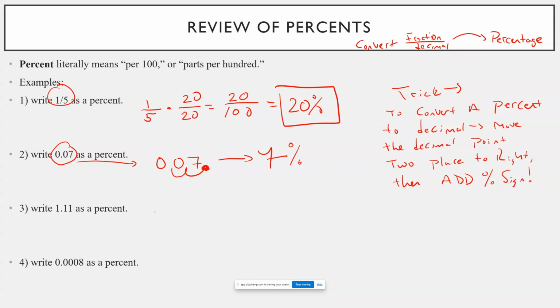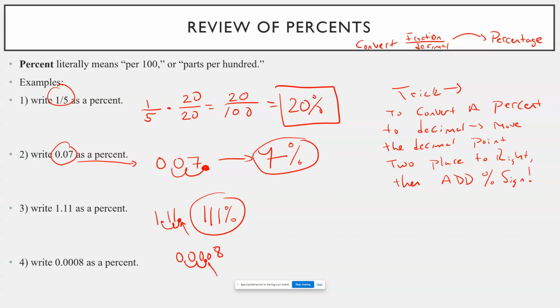So let's do this. 1.11, and I'm going to write it as a percent. I'm going to go 1, 2. So the new decimal point is right here. So this is 111%. This one's fun. Okay. 0.0008. Follow the process. Trust the process. Go 1, 2. So here's the new decimal point. I don't need these zeros anymore. So this is 0.08%. So a small percentage.